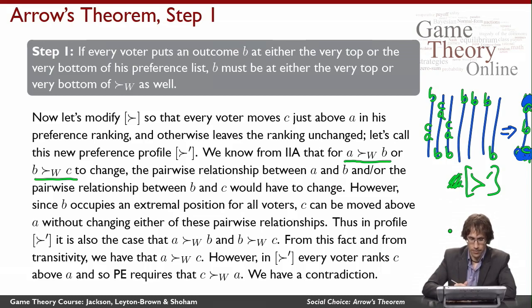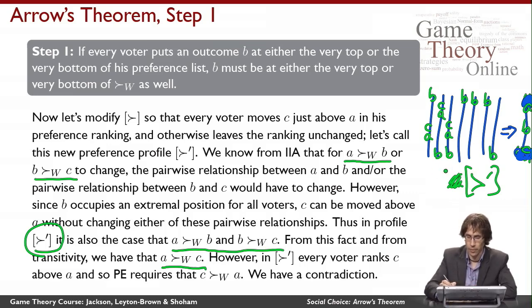And thus, we can conclude that in the preference profile pref prime, it's also the case that these two things are true, right? We assumed that those two things are true in pref for contradiction, and because nothing has changed, we can use IIA to say that they must also be true in pref prime. And from transitivity, the fact that we're getting a strict ordering here, we can also conclude, therefore, that A must be ranked above C in the social welfare function.